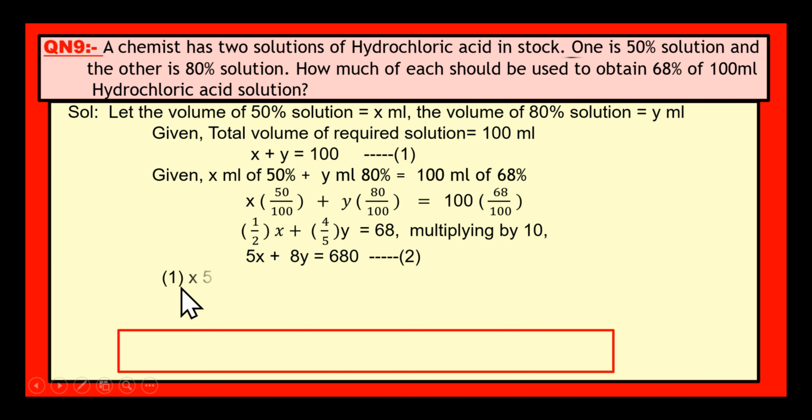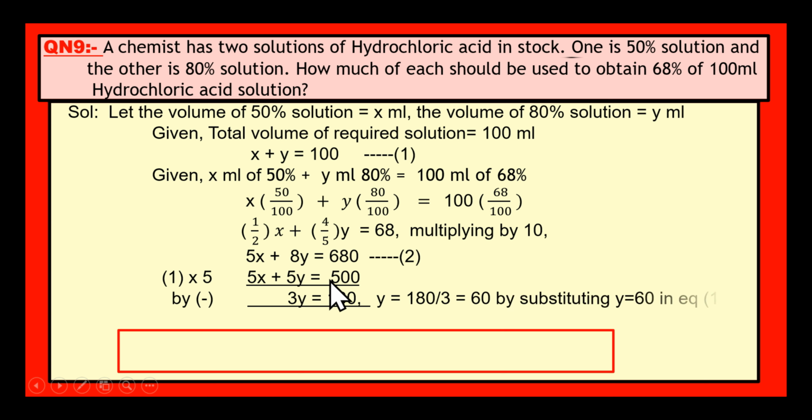Therefore, let us multiply the first equation with 5. 5 into x is 5x, 5 into y is 5y, and 5 into 100 is 500. Isn't it? Therefore, let us subtract now. By subtraction, the signs of this lower equation may be changed. This will be minus 5x and this will be minus 5y and this may become minus 500. Plus 5x and minus 5x will get cancelled. What is 8y minus 5y?